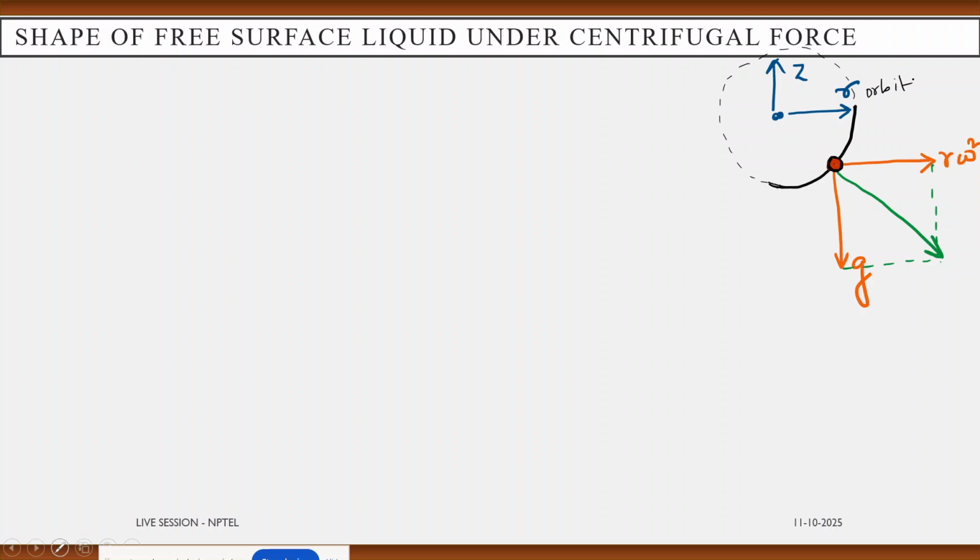So the radius of the centrifuge bowl is r, and the axis is in the z direction. This is the particle, it is following this rotation. So in the radial direction, there will be a force, that is r omega square, that is your centrifugal force, which is the radial component of the force acting on the particle. It is not the particle, it is a point A.